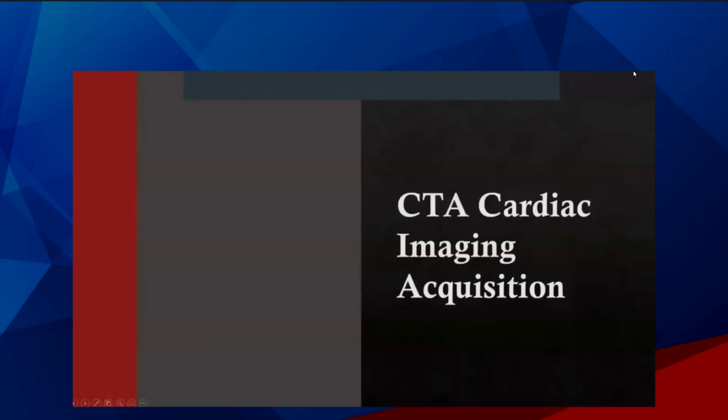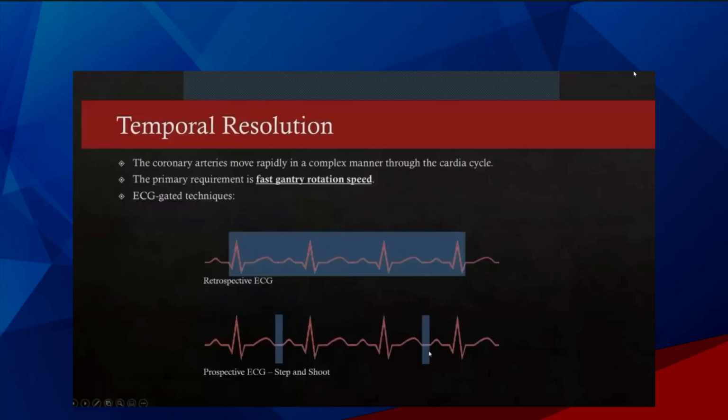Now let's just focus on CT acquisition itself and the key specific parameters that are challenging during coronary CT imaging. Temporal resolution is considered a key parameter to successfully perform CTA cardiac imaging. The coronary arteries move rapidly and in a complex manner throughout the cardiac cycle, so fast gantry rotation is a primary requirement. By rotating the gantry quickly, a large number of images can be acquired during a single RR interval, and this improves the chances of capturing the heart in the desired phase of the cardiac cycle.